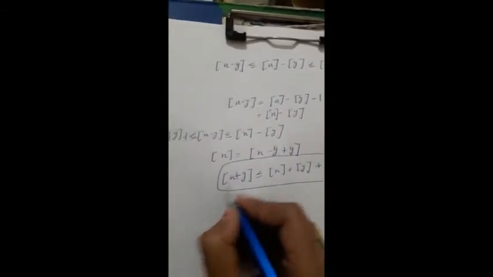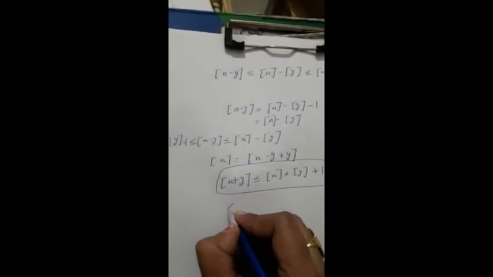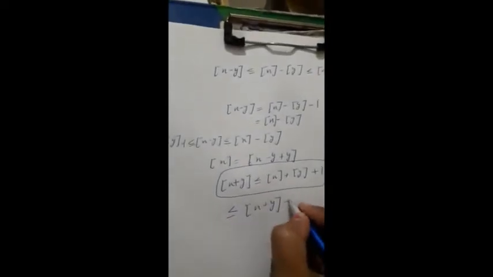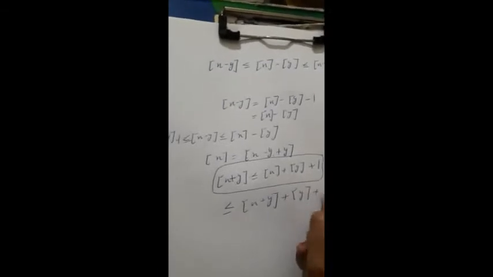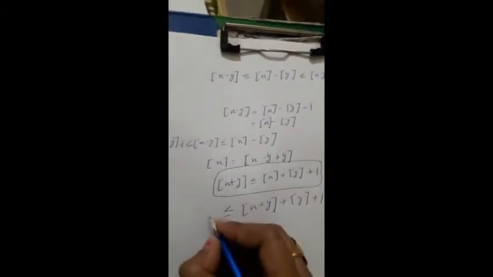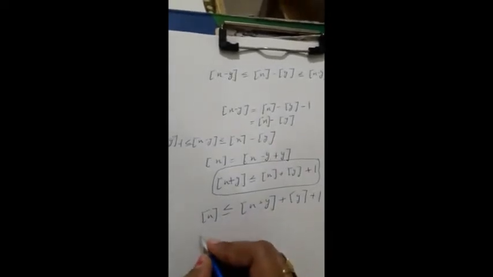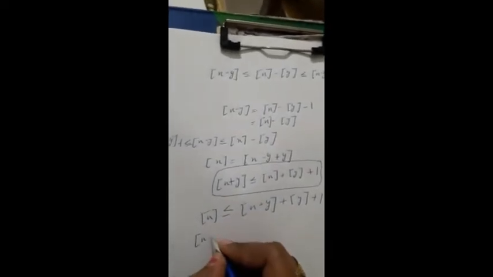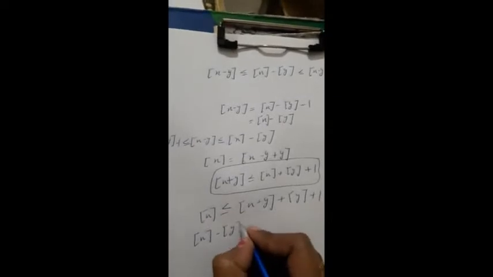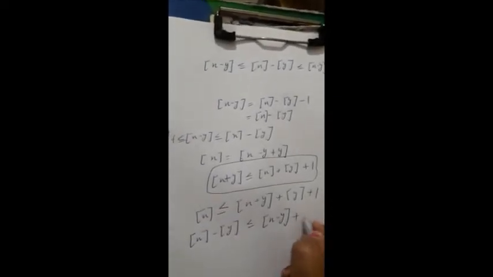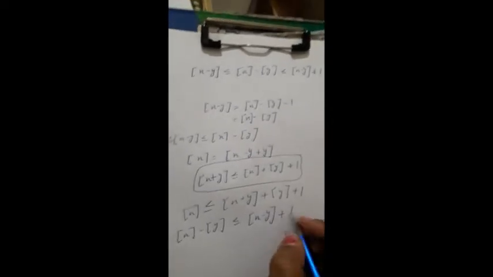So therefore we use this condition here. It is less than or equal to greatest integer x minus y plus greatest integer y plus 1. So it is greatest integer x. Taking greatest integer y to the left hand side, greatest integer x minus greatest integer y is less than or equal to greatest integer x minus y plus 1. This is to be proved.